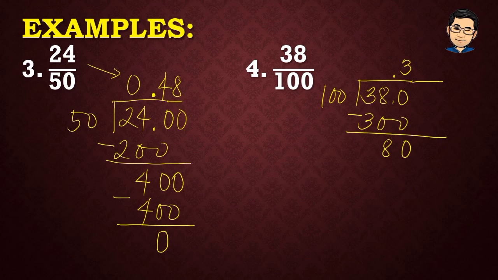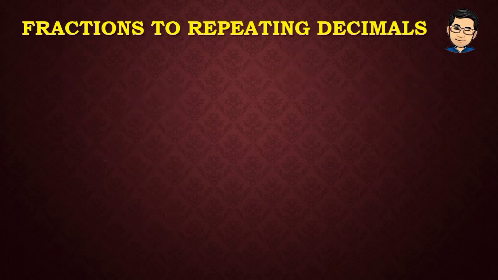And then 80 divided by 100 cannot be, so we need to add another 0. So to make it 800. 800 divided by 100, that is 8. So our final answer is 0.38. So what about fractions to repeating decimals? So yung last two examples ko, repeating decimals po yan. So ipapakita ko sa inyo paano sila naging repeating decimals.